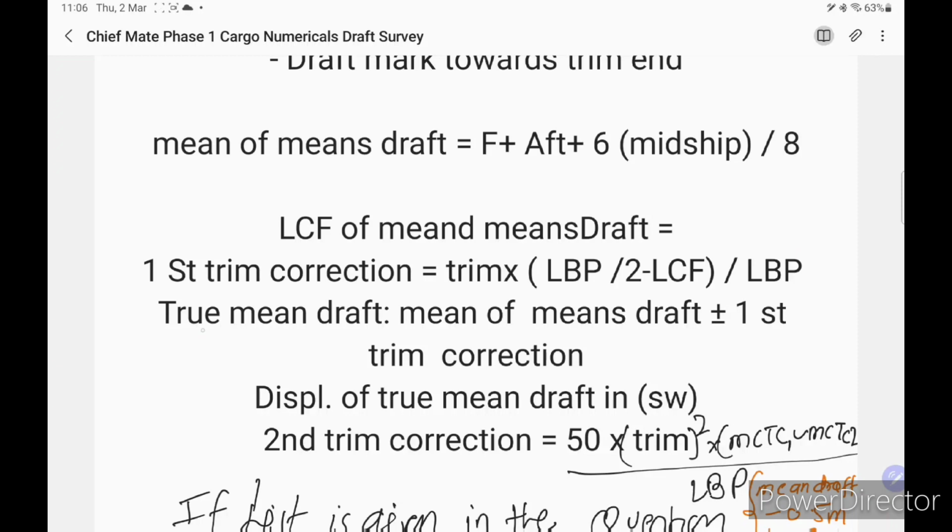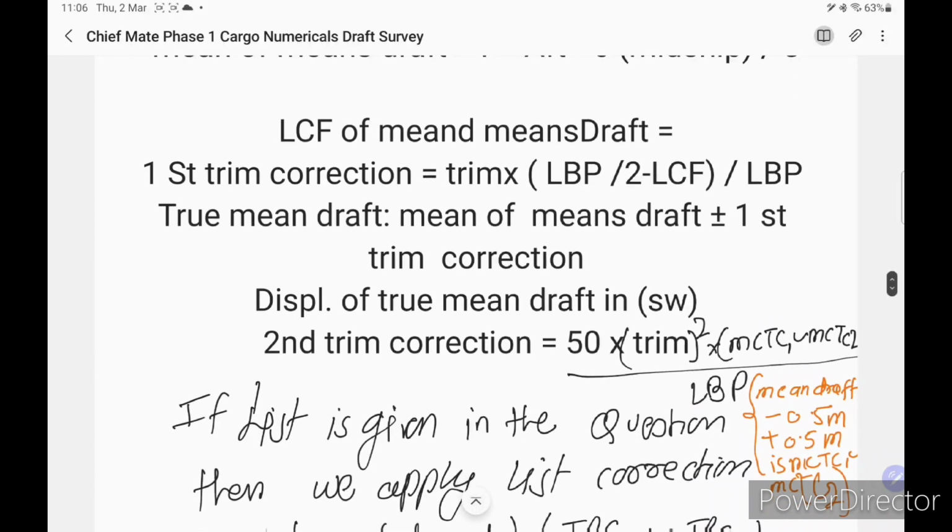Then you will calculate the true mean draft. True mean draft is equal to mean of means draft plus or minus the first trim correction. If your first trim correction is positive, then use positive. If your first trim correction is negative, then you use the negative sign. Whatever true mean draft you calculate, you then find the displacement in the ambihenships particulars. The displacement you get is in seawater.